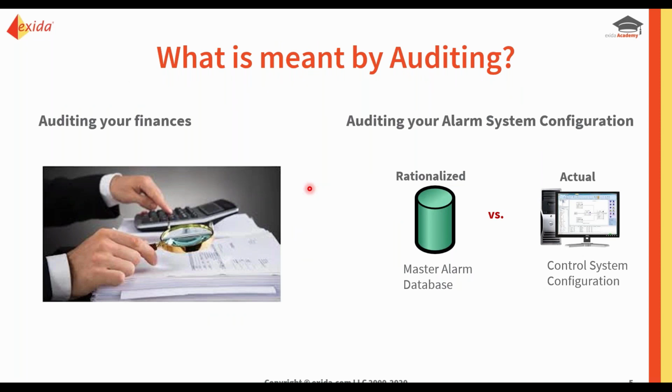We're going to talk about auditing. Now, what do I mean by auditing? I don't mean the auditing of your finances or your taxes, and I don't mean the auditing step in the alarm management lifecycle or the functional safety lifecycle. What we're going to talk about is the auditing of your alarm system configuration in particular. So the comparison of the alarm settings that you would like to have coming out of alarm rationalization versus those that are actually in the control system and being used at the time.